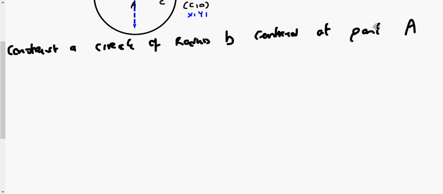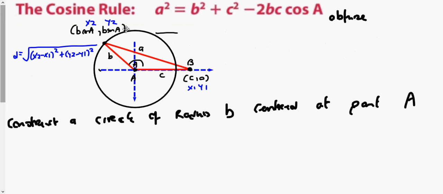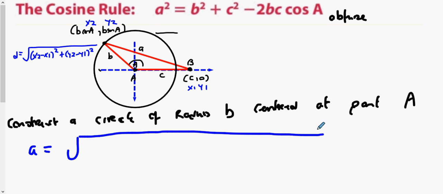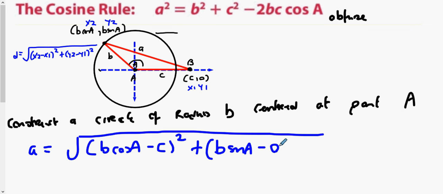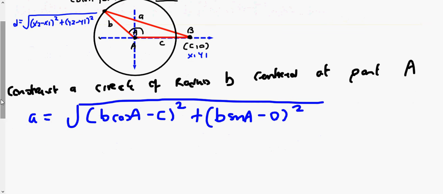Okay, so what are we going to use now, lads? What's the distance between the 2 points? Is it d or is it a? a, right? So a equals the square root of what, lads? Which one's x2 for me? b cos A minus x1. And then the other one, y2, b sine A, and then take away y1, square it out. Alright?